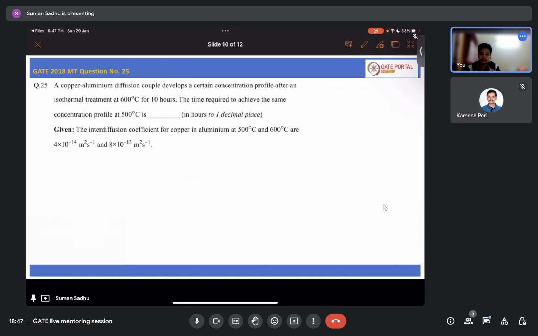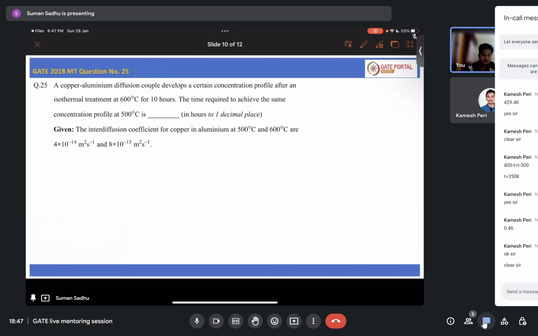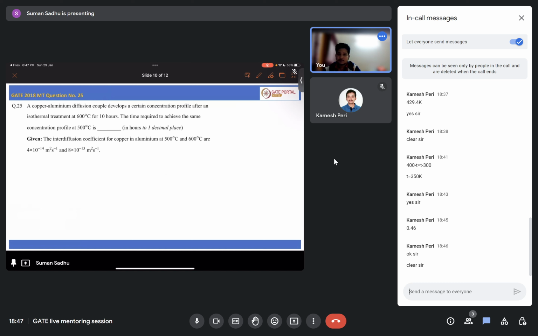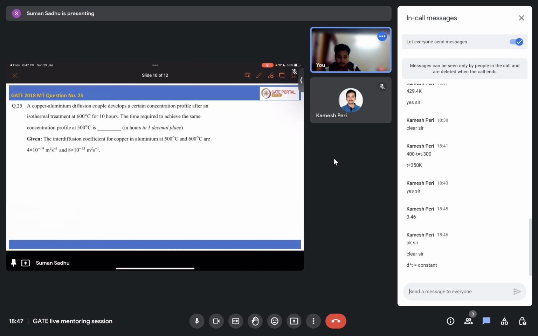This is a very simple question. Basically, it is saying that at 600 you have an aluminum copper diffusion couple. Let's say this side aluminum, this side copper. After 10 hours, it develops some profile, like aluminum diffuses and copper diffuses like this. Yes, exactly, Dt is constant. So after 10 hours at 600 degrees centigrade, let's say it develops some kind of profile like this.